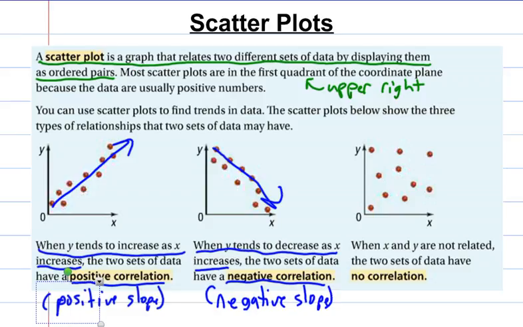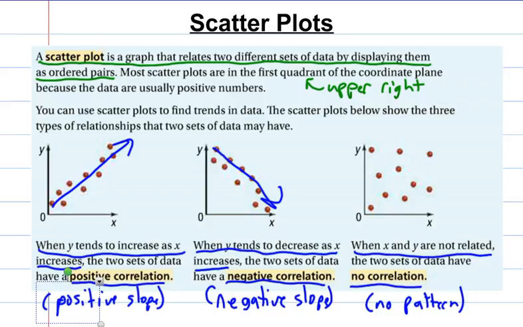And then finally, the last one is no correlation. It's when x and y really are not related at all. So I'm going to say there's no pattern. If you look at the graph above, there really is no pattern. You can't see any general pattern, any general line. They're just all over the place. So that's called no correlation.